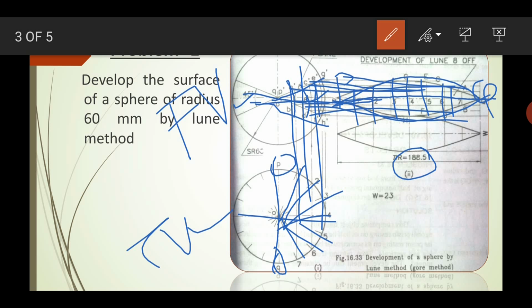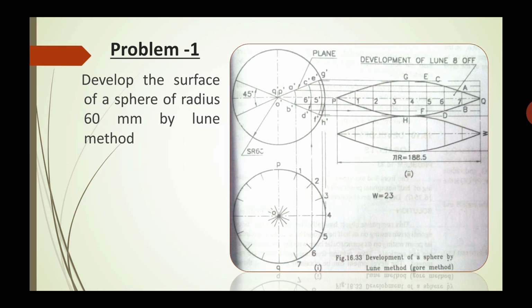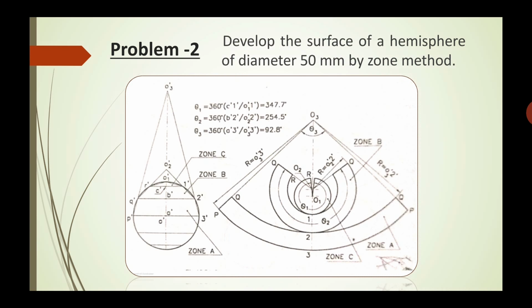Okay, right. Now we are going to study the second problem. The second problem is with the zone method. In this method, as you know, there will be a slightly more complicated shape. Okay, so first you have to draw.